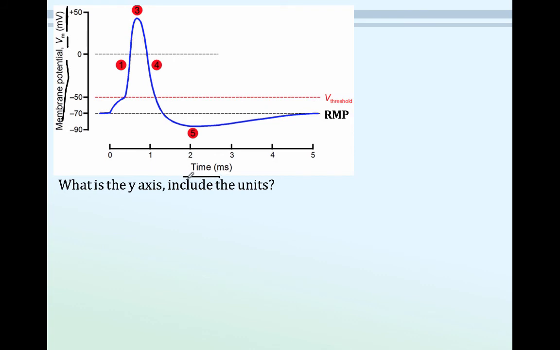And then the x-axis is time in milliseconds. This action potential is complete in less than 5 milliseconds. Very, very, very fast as it's happening here. Here you can see that the dark dashed line is the resting membrane potential, negative 70 millivolts. And here you can see that the red line is what we refer to as threshold. We have to get to threshold in order to cause the action potential to occur.